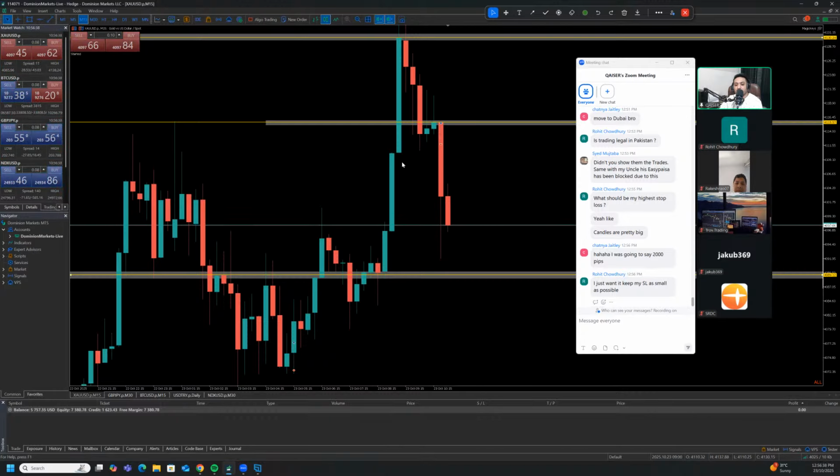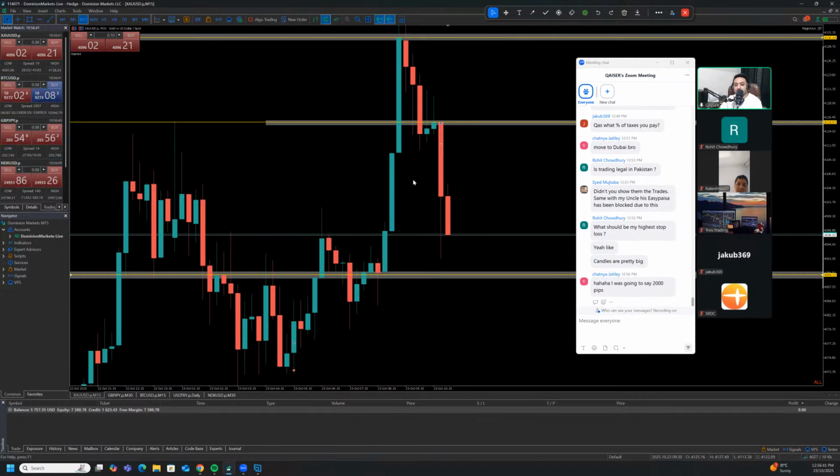Candles are pretty big, so just lower the lot size. Lower the lot size, you will get a smaller stop loss, which will bring you back into 1 to 2% risk of your capital.